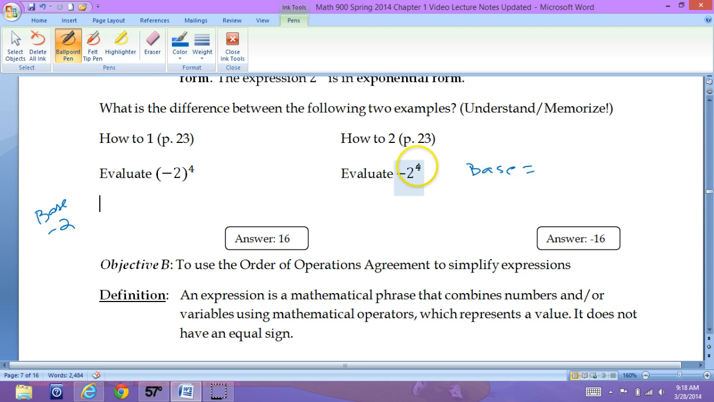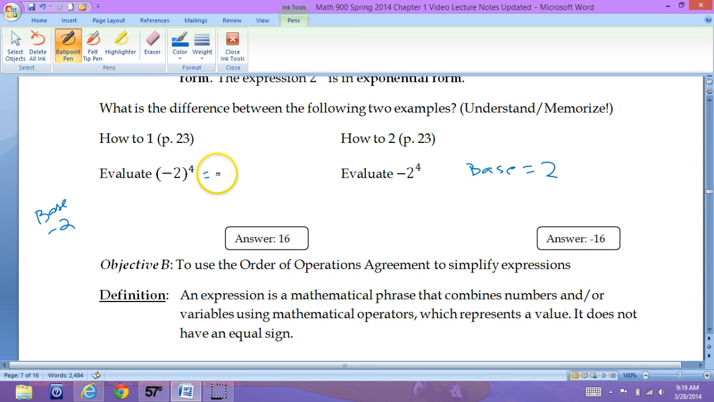The base is the thing that's immediately connected to the exponent. Notice that the 2 is connected to the 4, the negative is not. Over here, the negative is part of the base. So here, the base is just 2. And so you get two very different results, and that could affect the rest of your process if this was a longer problem. So we'll do this one first.